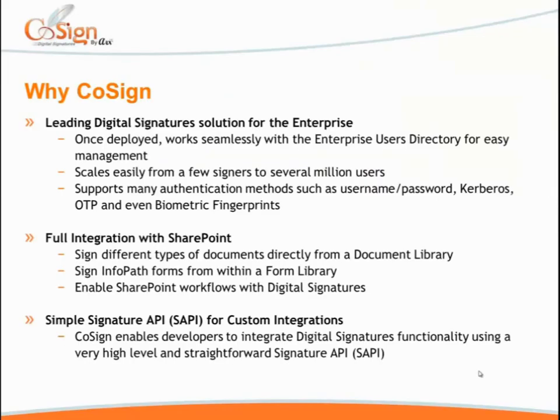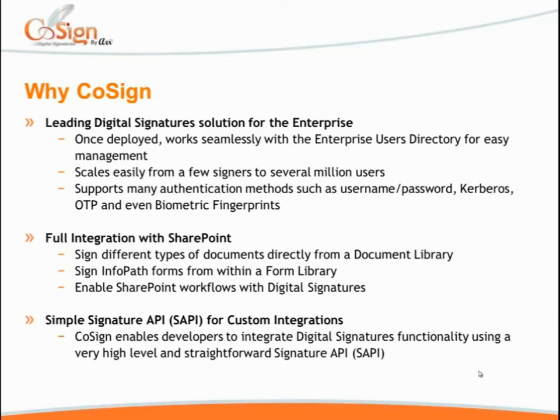So let's summarize why CoSign in SharePoint. CoSign is a leading digital signature solution for the enterprise. Once deployed, it can work seamlessly with the enterprise Active Directory or any type of user directory which is LDAP based. It scales easily, so you can start off with several users and then go to a large number of users. It supports many authentication methods such as username and password and Kerberos, or more advanced methods such as OTP and even biometric fingerprints.